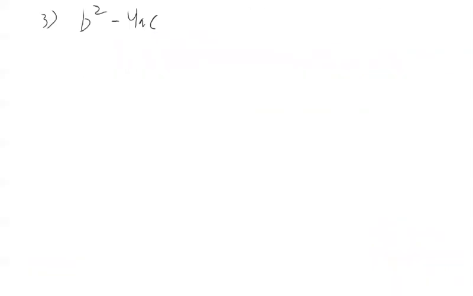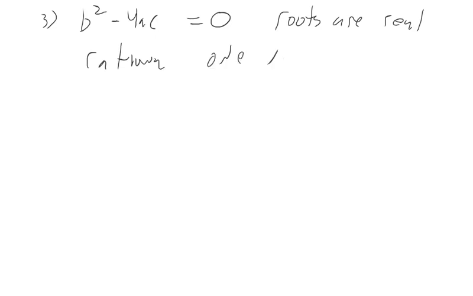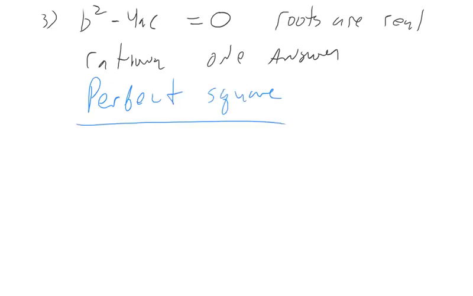If b squared minus 4ac is equal to 0, right? Which means it is factorable, means the roots are real. It is rational, and you only have one answer. And the reason for this is that this problem was already a perfect square. And remember, we learned a formula for perfect square trinomials, right? Back in chapter 6.